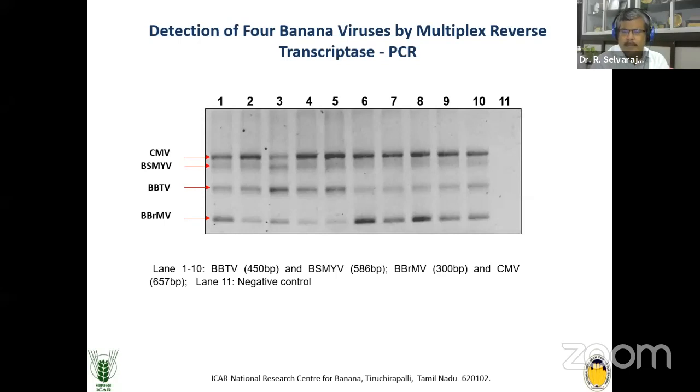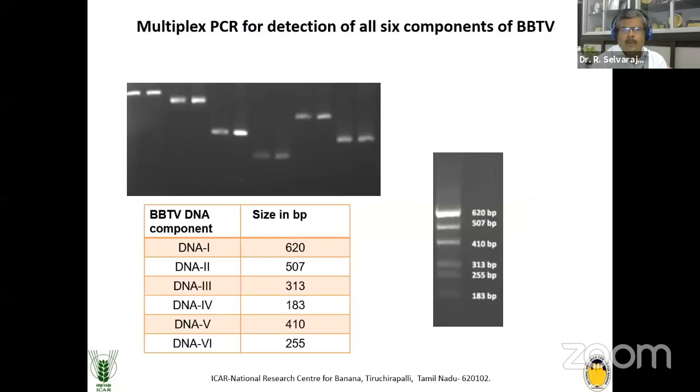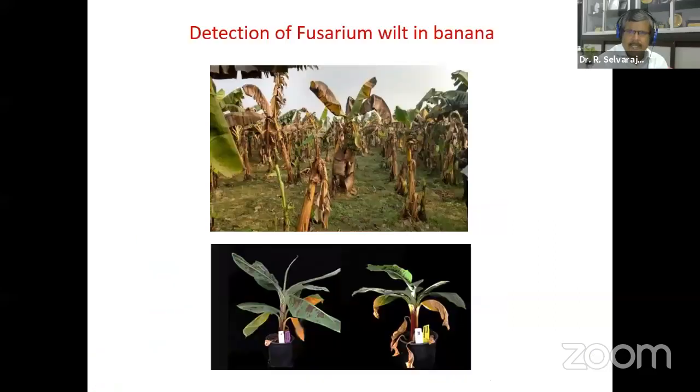But of course, this type of test should go into the certification programs, wherein you can save time and money, everything. So okay, this is the academic point of view. There are 6 components in banana bunchy top virus. So we were able to detect all 6 components simultaneously using a multiplex strategy.